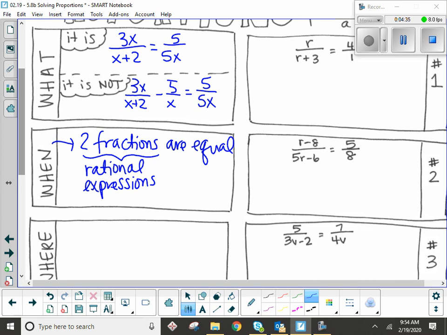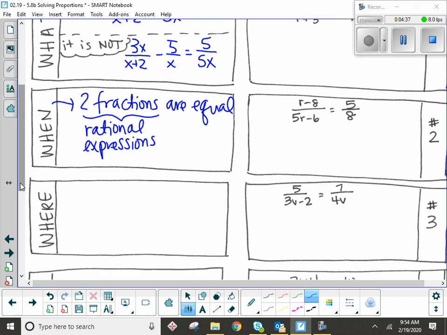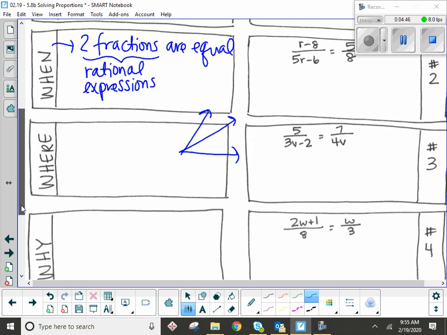And where does this happen? It happens here in all these example problems.